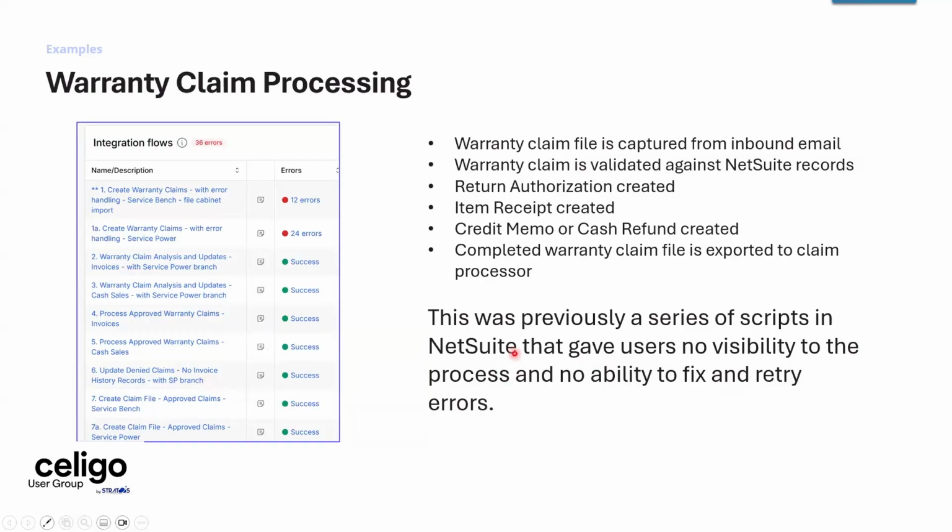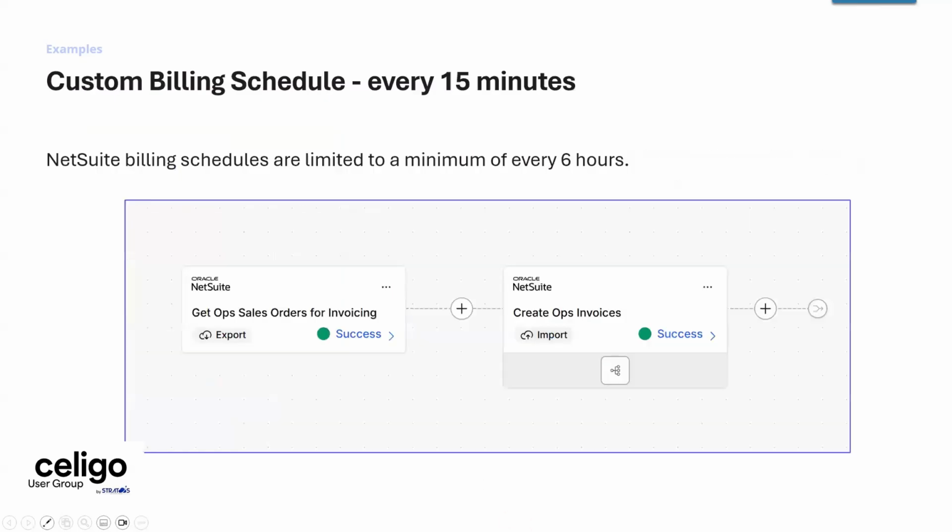The problem was that it gave the users no visibility into the process to fix it when there were errors. And this solves that. You can see, in my example here, there's a couple of errors, but if this were in NetSuite, they'd have no idea. If it was a fully automated process in NetSuite, they'd have no idea that there were these errors. With this process, they get to see those errors. They can go in, figure out what's wrong, adjust it, and move on.